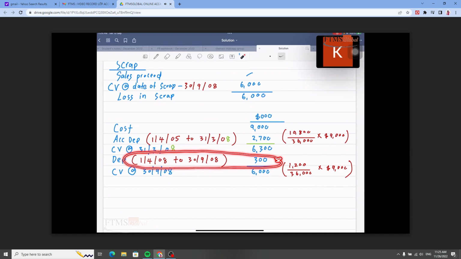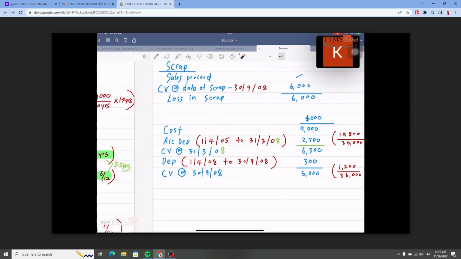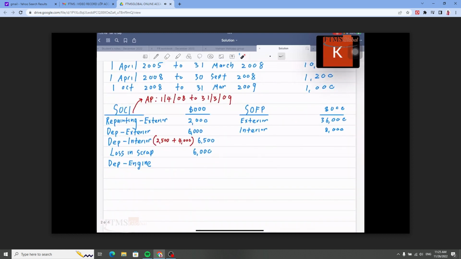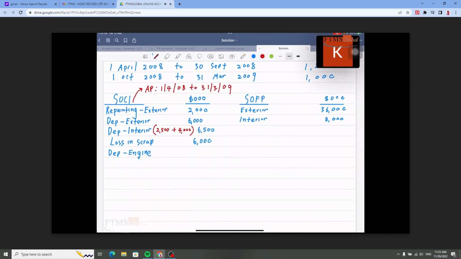Okay, 300, 1st April 08. This is within your accounting period. So here I will put 300. I put a bracket here. This one a bit long. 300. Okay, so this 300, I'll tell you the source is coming from the scrap engine. Right. Then of course for your SOFP, there's no more balance left, so there's nothing here. No need to write anything, right? Because scrap means throw away already, disappear, right? So no more balance left.